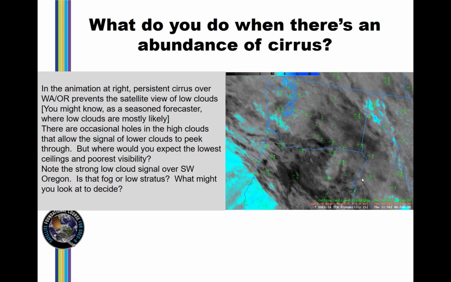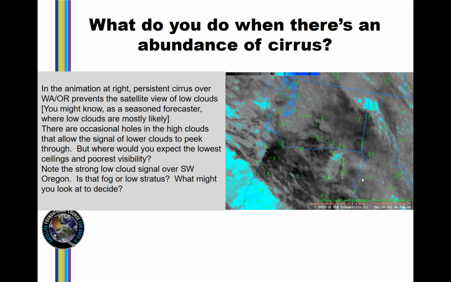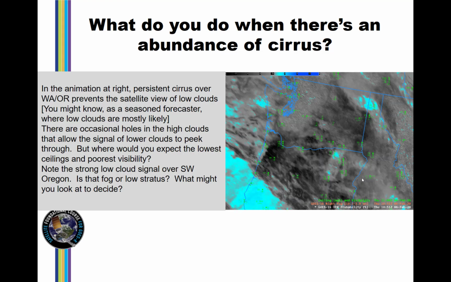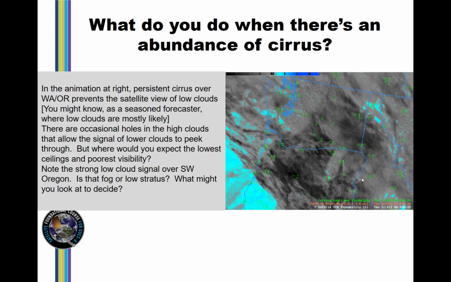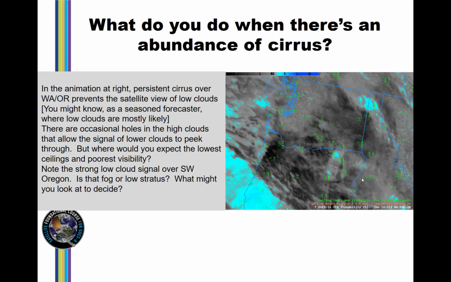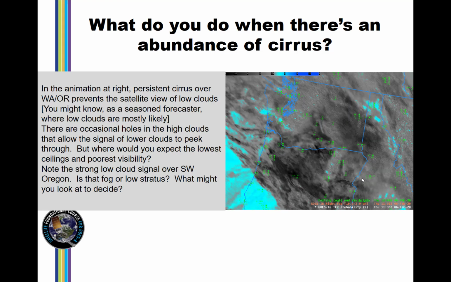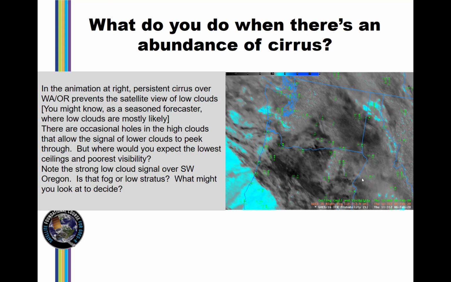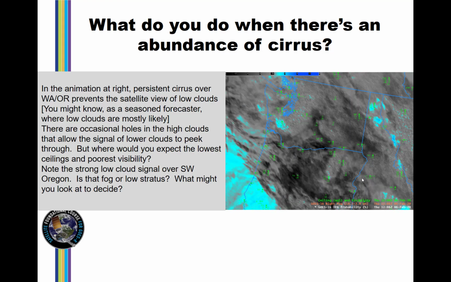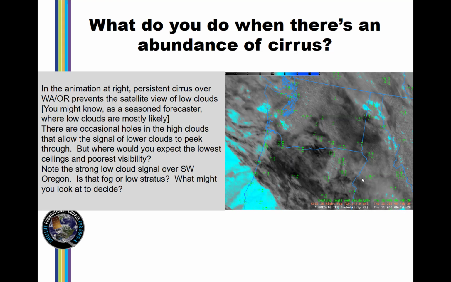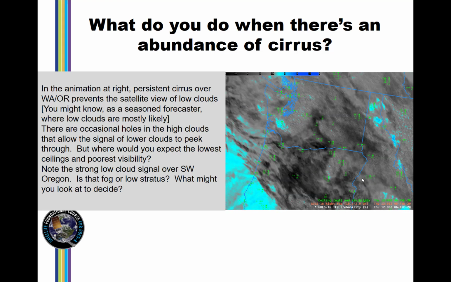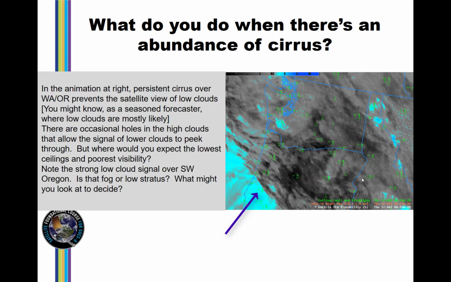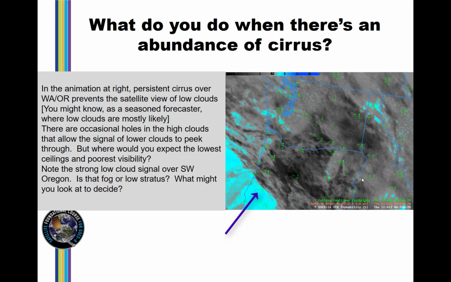In the animation at right, persistent cirrus over Washington and Oregon prevents the satellite view of low clouds. You might know as a forecaster where low clouds are most likely. There are occasional holes in the high clouds that allow the signal of lower clouds to peek through. But where would you expect the lowest ceilings and poorest visibility? Note that strong low cloud signal over southwest Oregon. Is that fog or low stratus? What might you look at to decide?